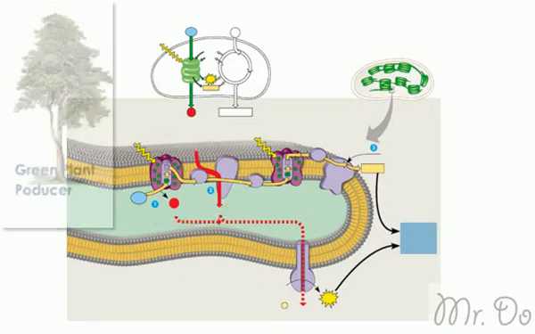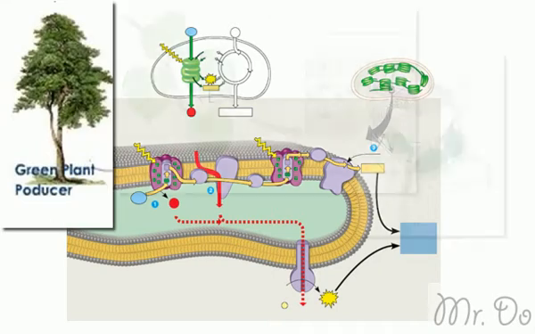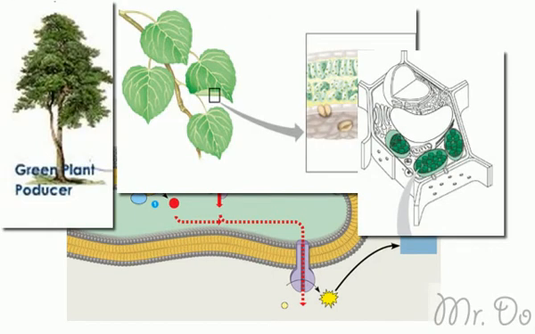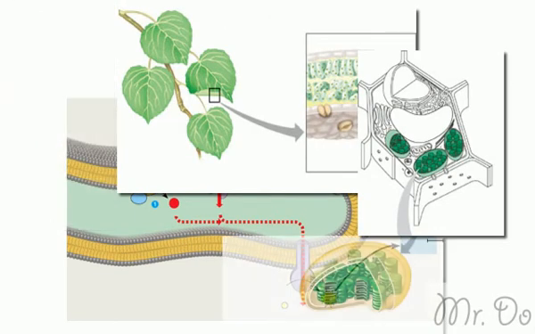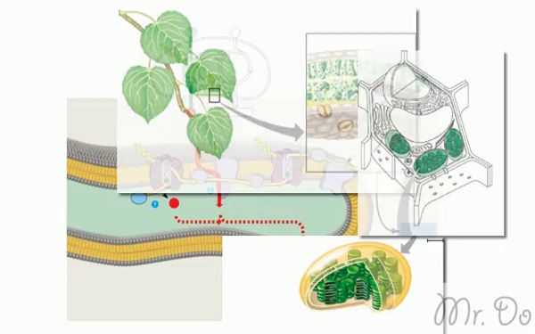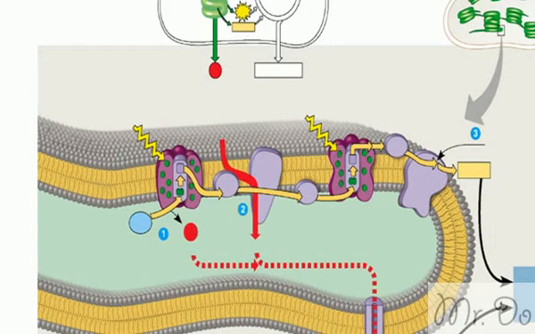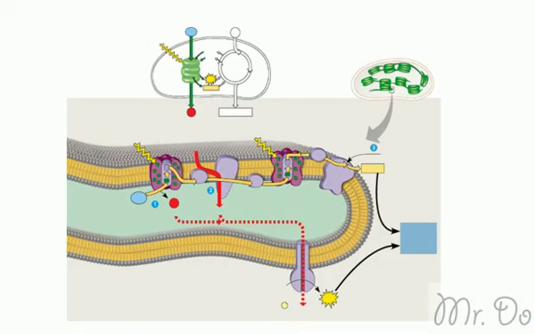So that's a lot of stuff. First we have the tree. Inside the tree is the cell. Inside the cell is the chloroplast. Inside the chloroplast is the thylakoid. Inside the thylakoid is a protein, and finally inside the protein is a pigment. Whew, that's a lot. So the pigment is the one that's really responsible for absorbing the light.